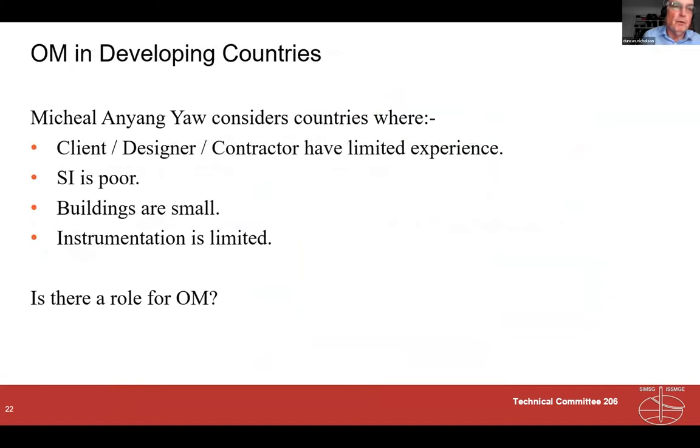Another part that is interesting from the discussions that we've been having with Michael is how does OM apply in developing countries? He's on the TC206, but he looks at it from a different perception. Ghana is a developing country, and so there is a limited opportunity to apply OM, and it's trying to find this boundary of how you introduce instrumentation control in systems where there isn't much experience of that in the past. I think that will be interesting in our discussions around that.